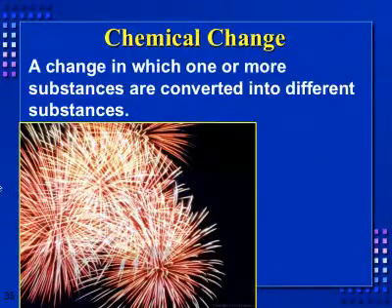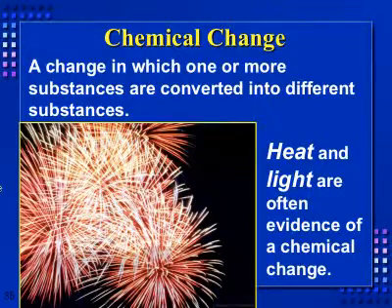Okay, so the important part of this slide is over here on the right side of the screen where it says, heat and light are often evidence of a chemical change. In a few units, we're going to do chemical reactions, and you're going to go in the lab, you're going to do several chemical reactions, and you have to tell me how you knew a chemical reaction was taking place. Well, first of all, right off the bat, if it produces heat, if you touch it and it feels hot, or if it needs heat in order to get the reaction to take place, it's a chemical change.